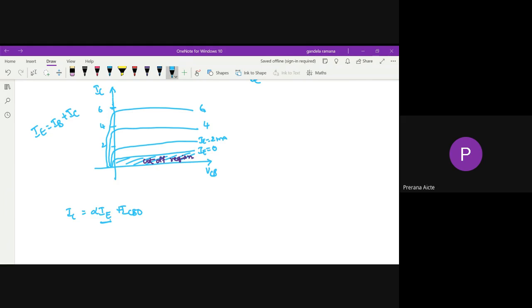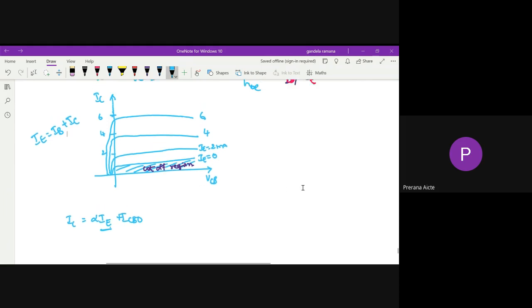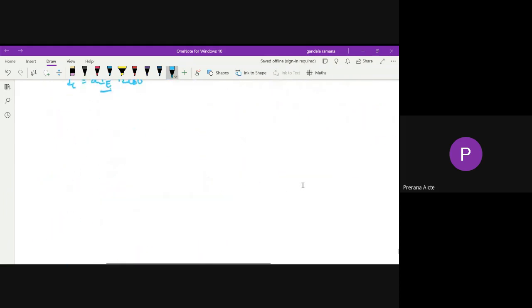Why the characteristics come like this: here also the early effect is there, but not as much as in the CE configuration. So how are the CE configuration characteristics? In CE configuration, the output characteristics are output voltage to output current. The output current is IC, the voltage is VCE. So according to that, how can you draw the characteristics? VCE, IC.